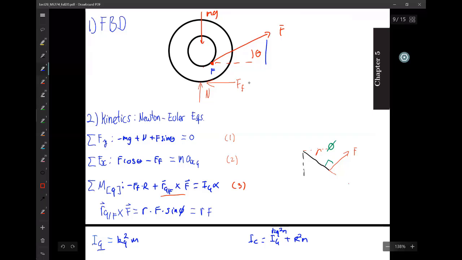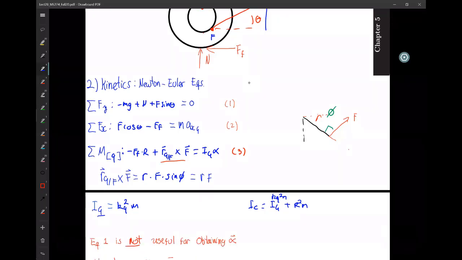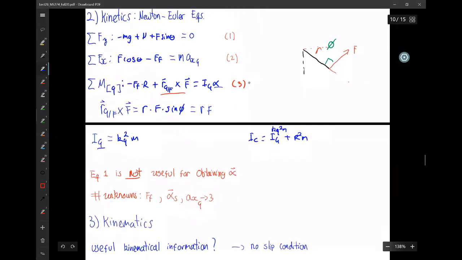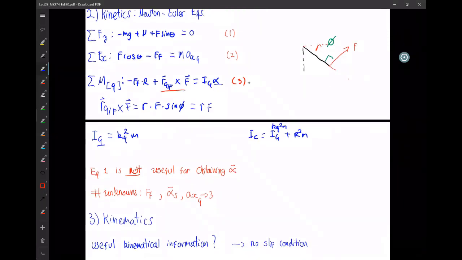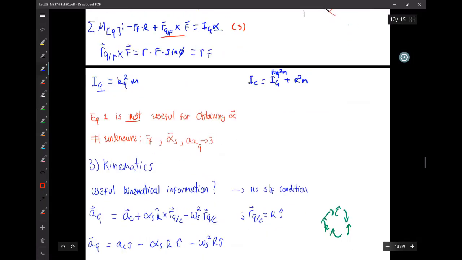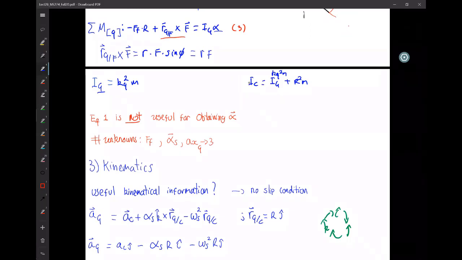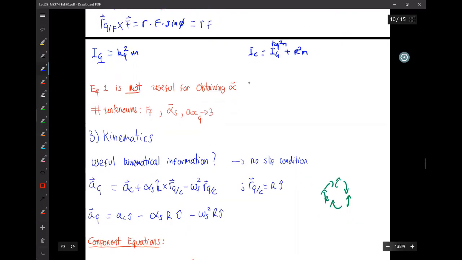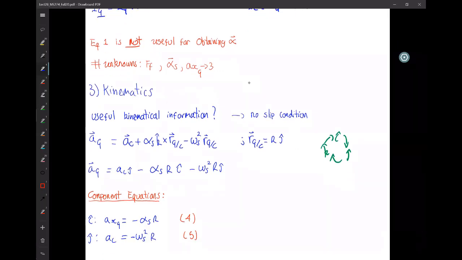So we have 3 equations, but actually equation number 1 is not really useful to find the angular acceleration. Oh my God, I'm 2 minutes over, sorry. It's not useful. So we only have 2 equations and we have 3 unknowns. So we use kinematics and we have a no-slip condition. So to know the acceleration of point G, we use the no-slip condition. We take our cross products and we get these equations over here.